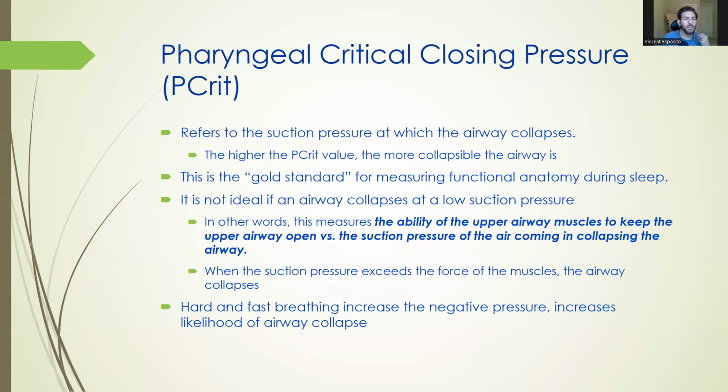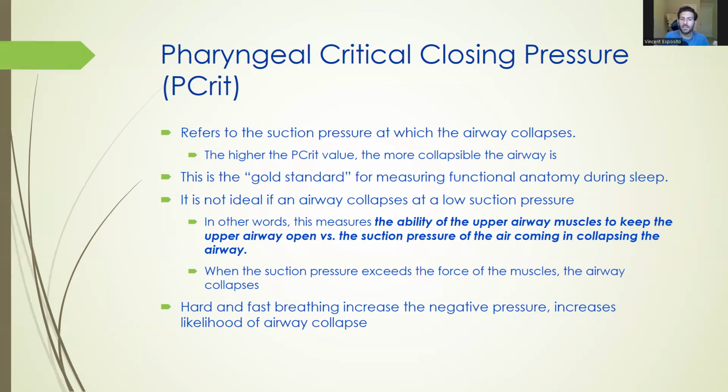The first one we're going to go over is P-crit. The reason we're going to do this one first is because this is the one that is associated with anatomical issues. So it is in many ways the gold standard for measuring functional anatomy during sleep. What it refers to is the suction pressure at which the airway collapses. In other words, what P-crit measures is the ability of the upper airway muscles to keep the upper airway open against the suction pressure of the air coming in, collapsing the airway.